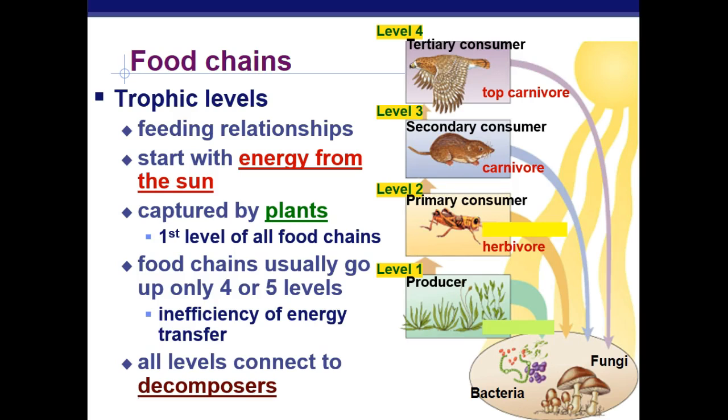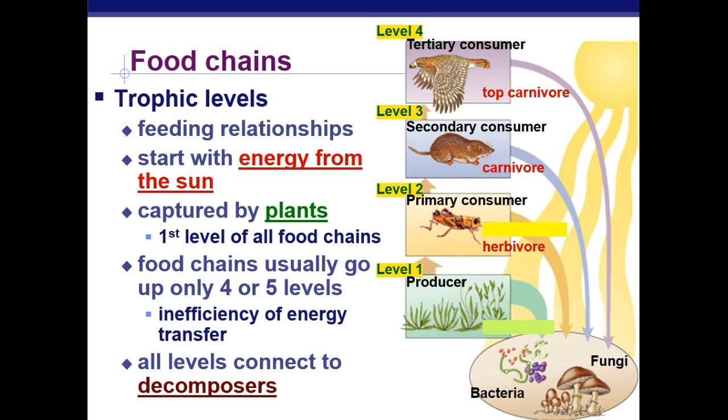But they are taking the dead bodies of these producers and consumers, using them as a food source, using them for energy, but in the process, taking all the stored nutrients in their bodies and returning them to the soil to be used by a new generation at level 1, a new group of producers.